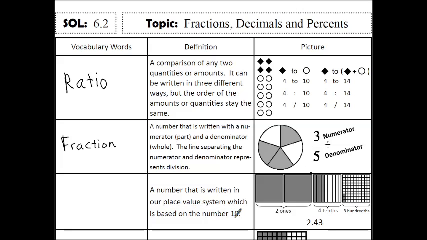A decimal is a number that's written in our place value system, which is based on the number 10. I can have 2 wholes, 4 tenths, and 3 hundredths of a square. So I'd have 2 in the ones place, 4 in the tenths place, and 3 in the hundredths place. This is an example of a decimal. Now I can write a ratio as a fraction and then convert it to a decimal using division.